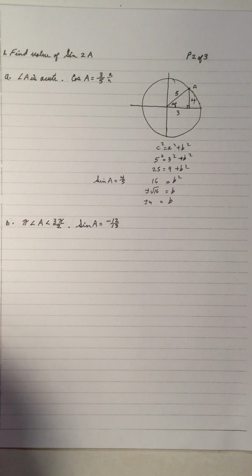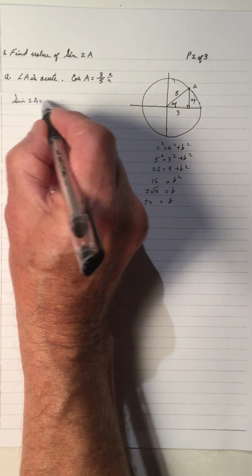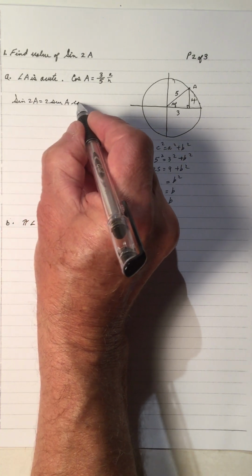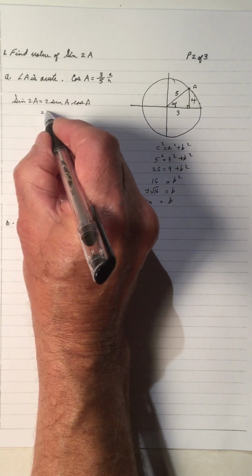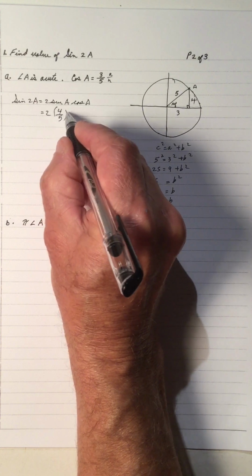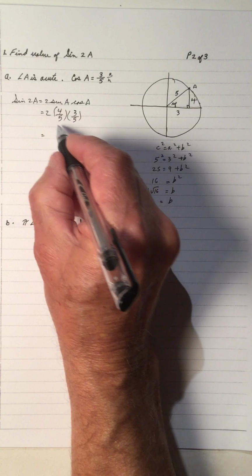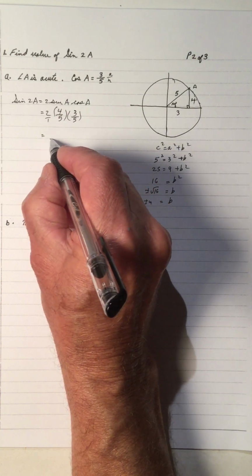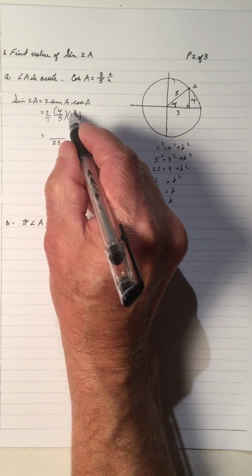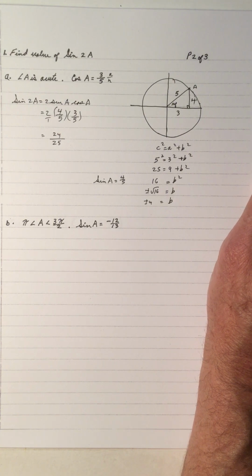So we need to work out the sine of 2A, which is 2 sine A cos A. And sine A is 4/5, cos A is 3/5. When you multiply that, the 2 is over 1. So your denominator is 25, and 8 times 3 is 24. So that's the value of sine 2A.